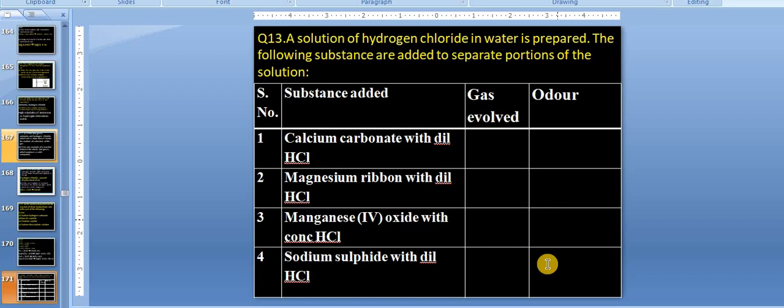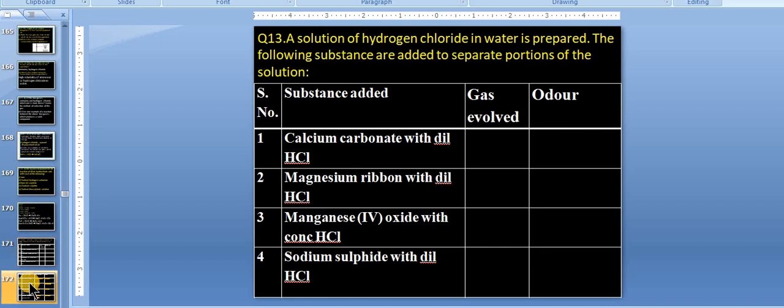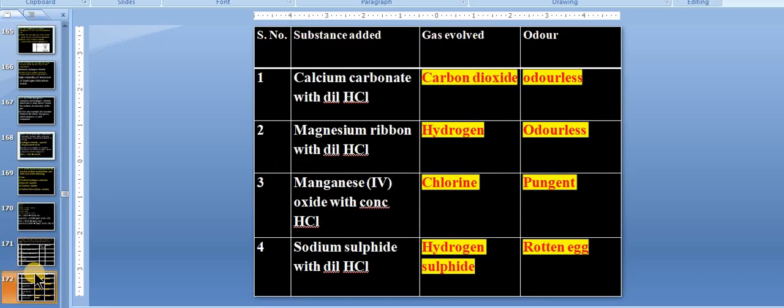And what about the last? Rotten egg gas smell. So you can see already a student has written the answer, so you can check your answer. Carbon dioxide colorless, hydrogen odorless, chlorine pungent, and which one? Suffocating. Suffocating for what? SO2. SO2 we should write.